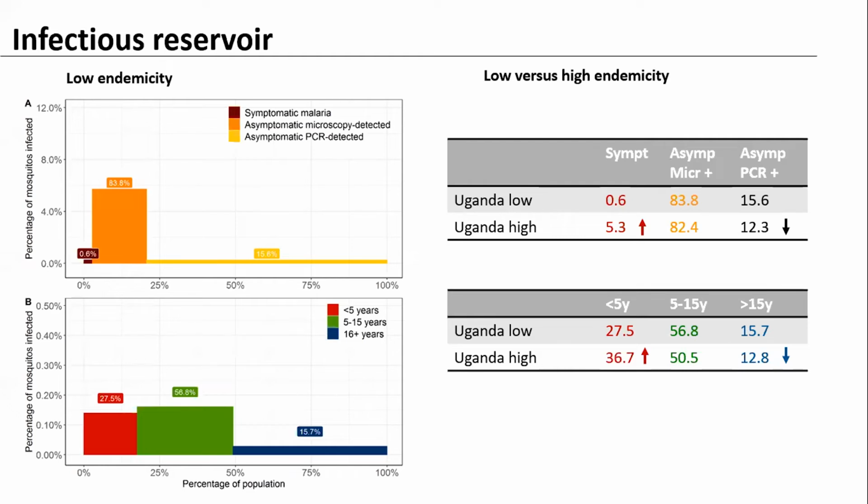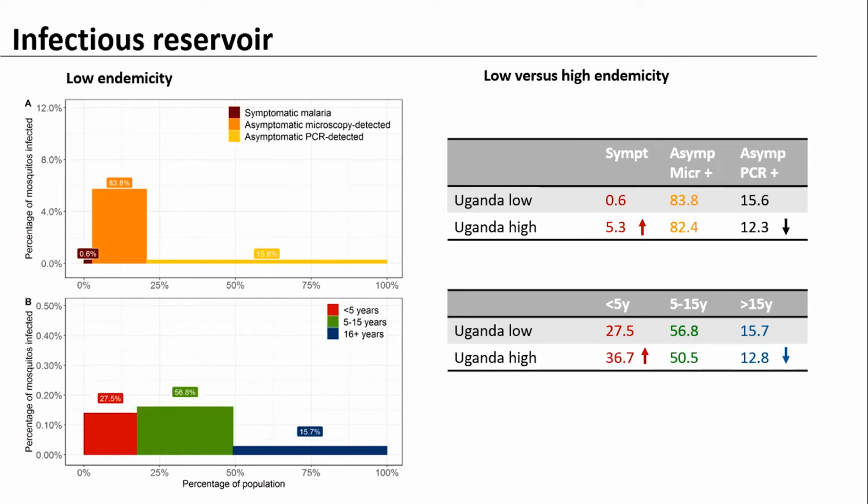And then the plot below, B, is talking about the contribution of the different age groups to the infectious reservoir. Again, the width is the contribution of those different age groups, the different subpopulations, to the infection. The height of the plots is the proportion of mosquitoes infected, and the percentages are the contribution of the different populations to the infectious reservoir. We see that children 5 to 15, the school-going age children, contributed 56.8%, the most to the infectious reservoir, followed by children under 5.